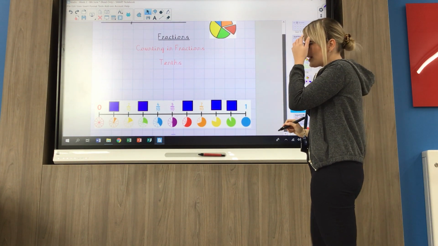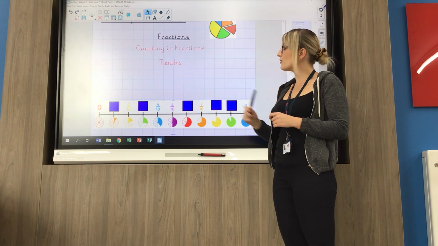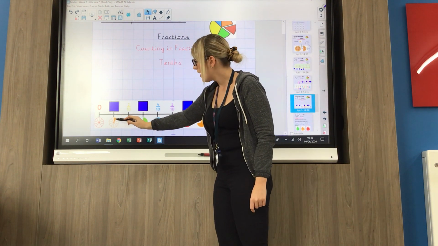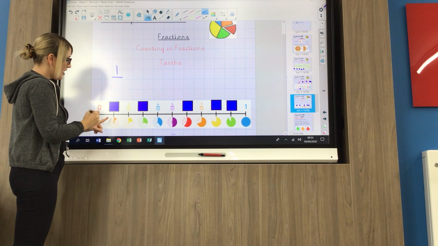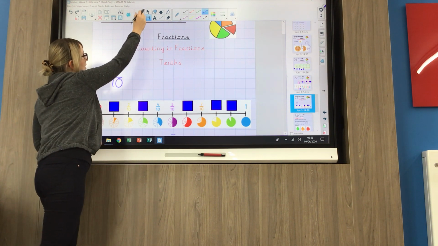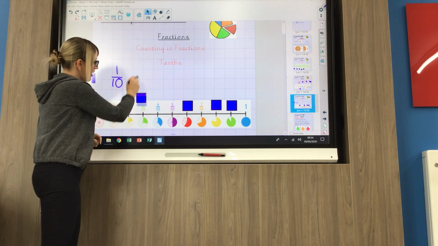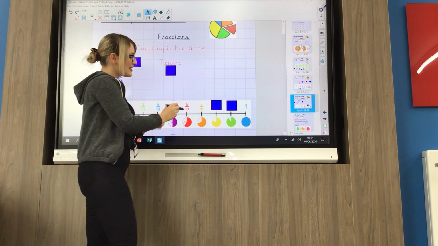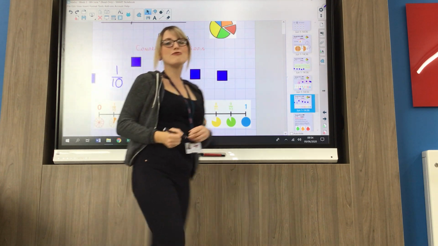This time we're going to look at counting in tenths. When you're counting in tenths, all you need to remember is that your number has been split into 10 equal parts. So I've got 0, then I've got 1, and I know if I'm counting in tenths, it's been split into 10, so I've got 1 out of 10. Let's check. There we go: 0, 1/10, 2/10, 3/10, 4/10, 5/10, 6/10, 7/10, 8/10, 9/10, 1. Really, really simple.